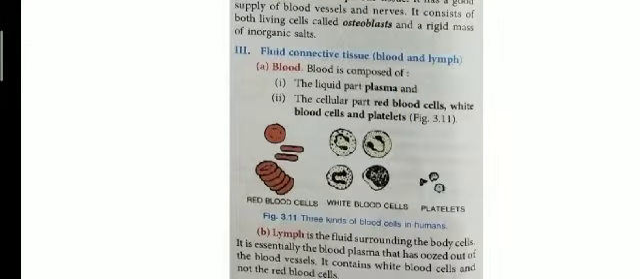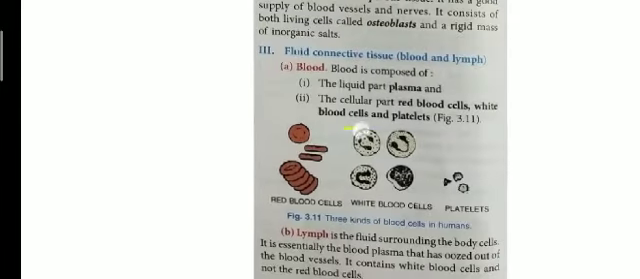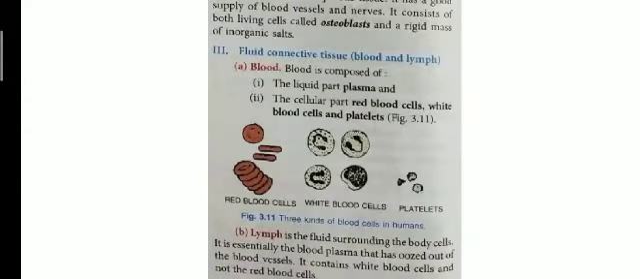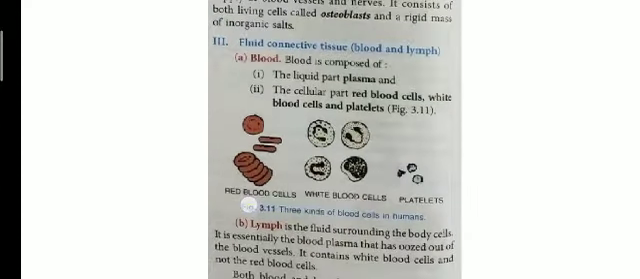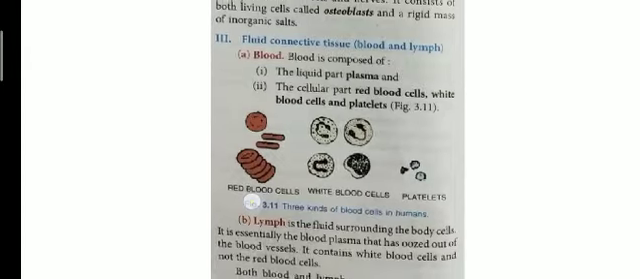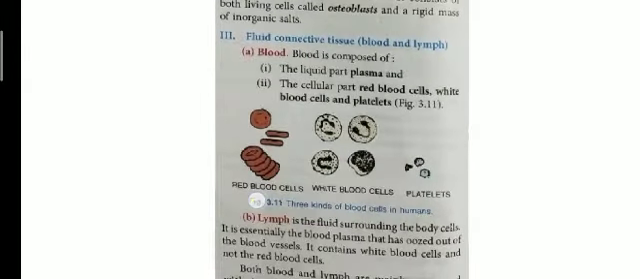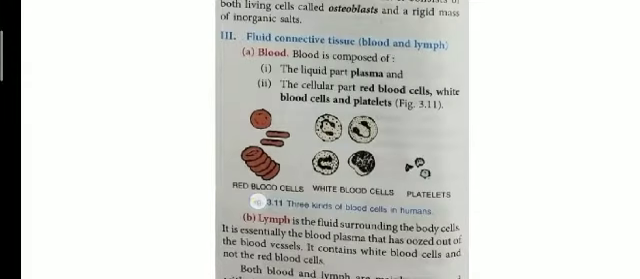So about the blood, the liquid part of blood is called plasma, and the cell part has three main cells: red blood cells, RBCs, white blood cells, WBCs, and platelets, thrombocytes. RBC contains hemoglobin, which carries the inhaled oxygen, and it contains the hemoglobin pigment. That's why it is red in color.